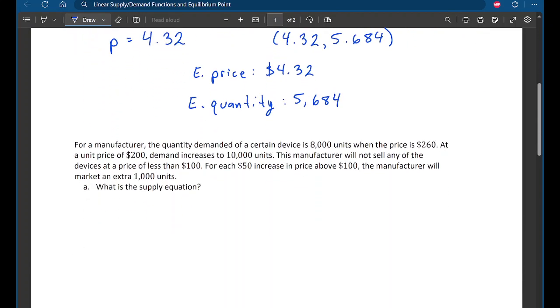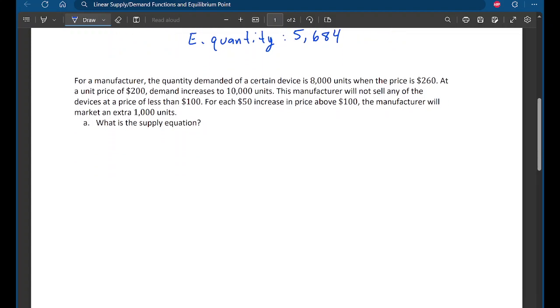Now let's look at another one. For a manufacturer, the quantity demanded of a certain device is 8,000 units when the price is $260. At a unit price of $200, demand increases to 10,000 units. This manufacturer will not sell any of the devices at a price of less than $100. For each $50 increase in price above 100, the manufacturer will market an extra 1,000 units. So knowing all this information, what is the supply equation?